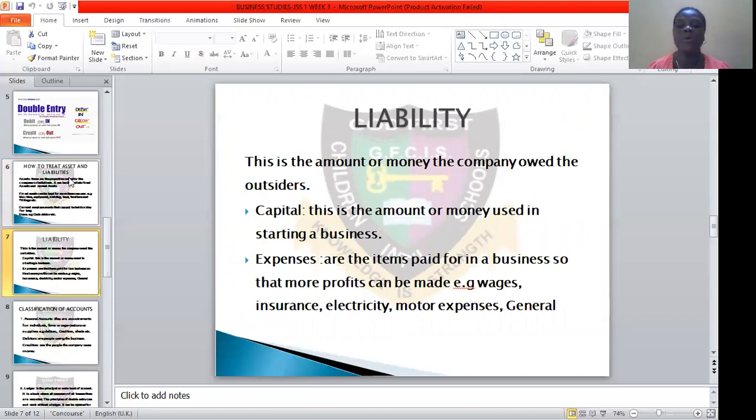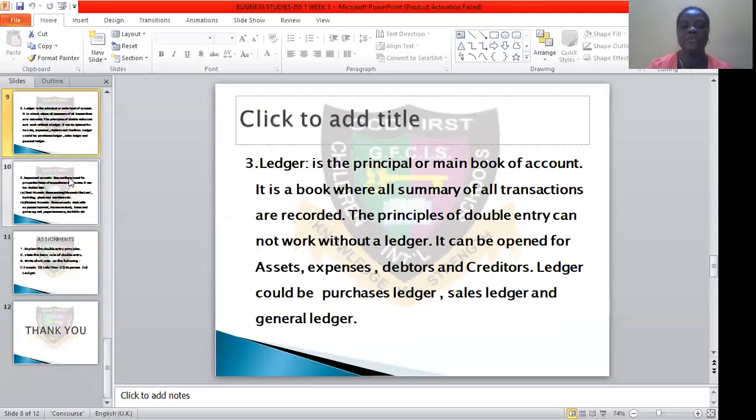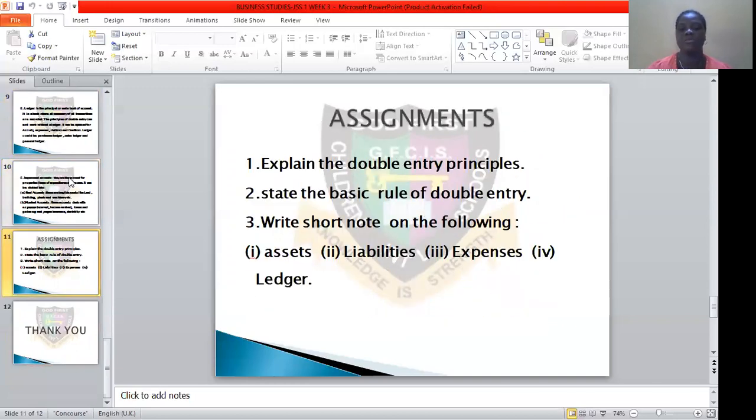Then the next one is liability. Liability is the money the company owes to outsiders. Capital is the money you use to start a business. Expenses are the operational costs that you use to run your business. And you can classify your accounts into personal accounts, impersonal accounts, and ledger. The assignments you are given include: explain the double entry principle, state the basic rules of double entry, and write short notes on assets, liability, expenses, and ledger.